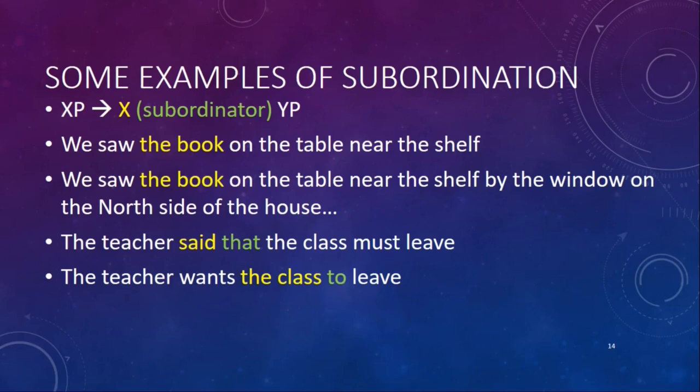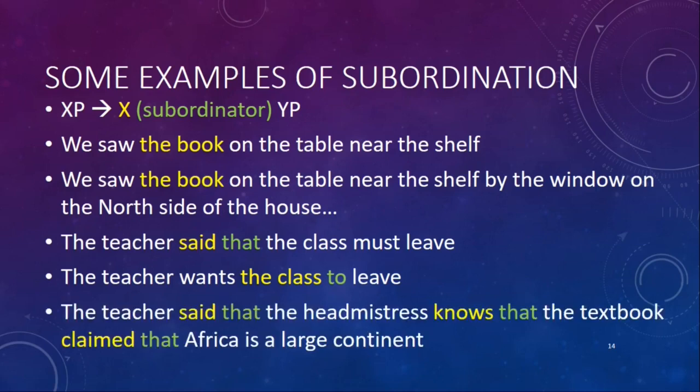We can also extend these sentences with a potentially unlimited number of subordinations. The teacher said that the headmistress knows that the textbook claimed that Africa is a large continent, for example. If we were creative, we could probably come up with a much longer sentence. The main clause is, the teacher said X. Underneath that is embedded, the headmistress knows X. And underneath that is embedded, the textbook claimed X. And beneath that is the clause, Africa is a large continent. In each case, we have a sentence that is embedded under another sentence in a subordinative fashion, and in these examples, the complementizer that, which is colored in green, introduces the subordinate clause.